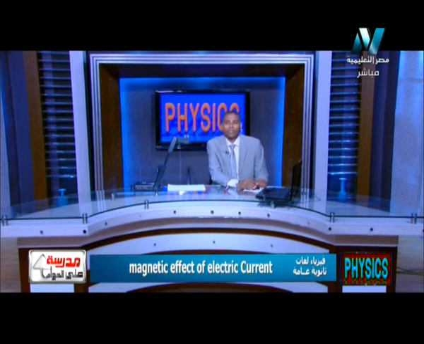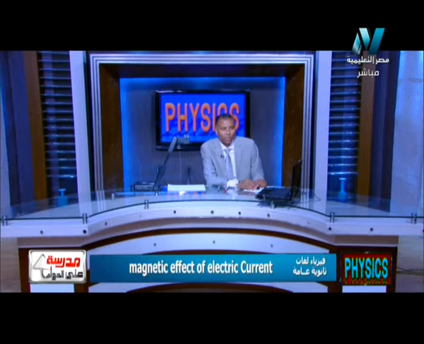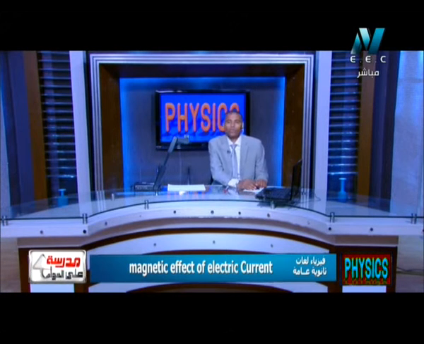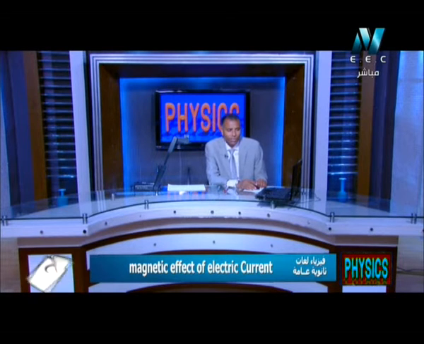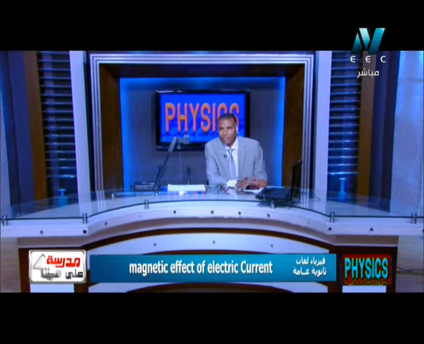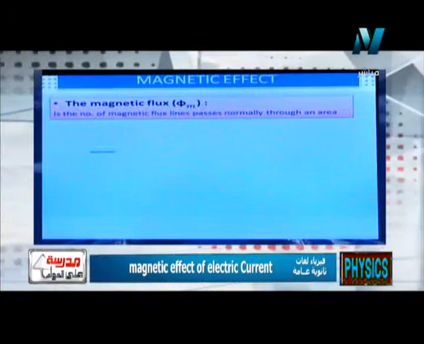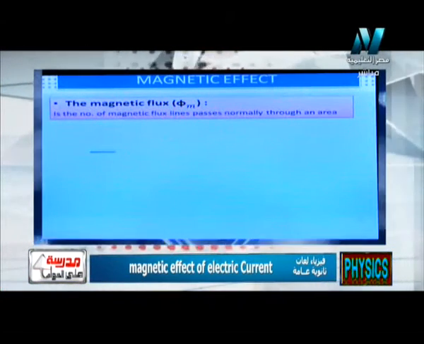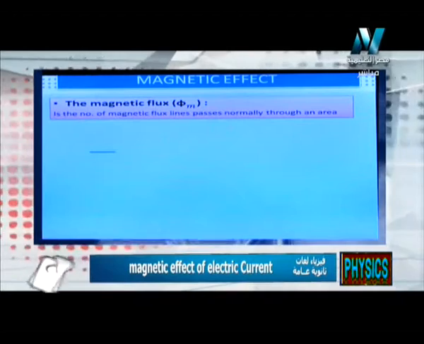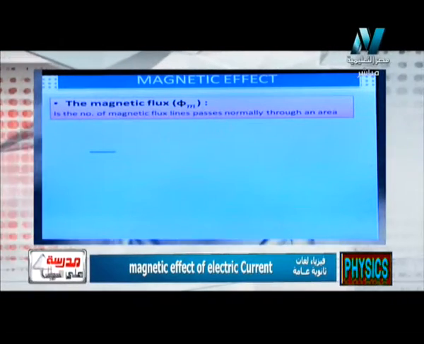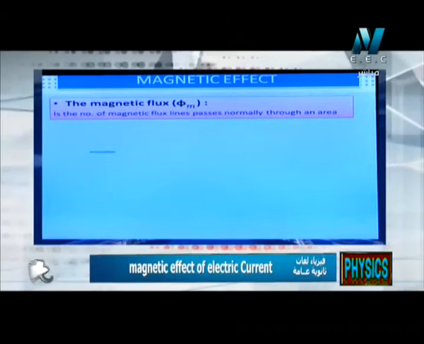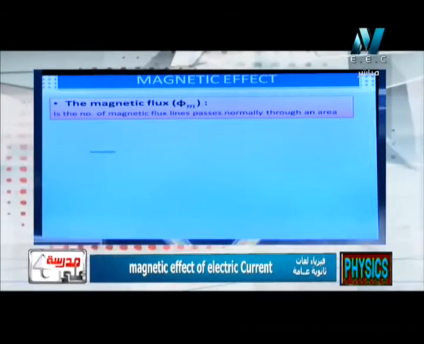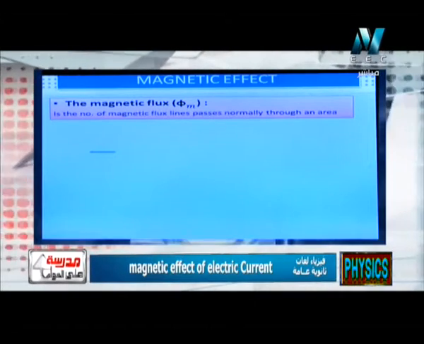Of course, the first concept of chapter 2 is what's meant by magnetic flux. Magnetic flux is the number of flux lines passes normally through an area. Here, we haven't a certain area; we are talking about any area. So, when we are talking about the number of magnetic flux lines passes normally through an area, it is magnetic flux.